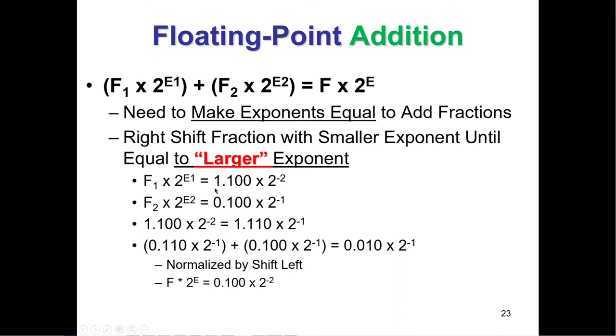And then once you do that, then you can see here, let's say the first number is 1.1 times 2 to the minus 2, and our number 2 is 0.1 times 2 to the minus 1.